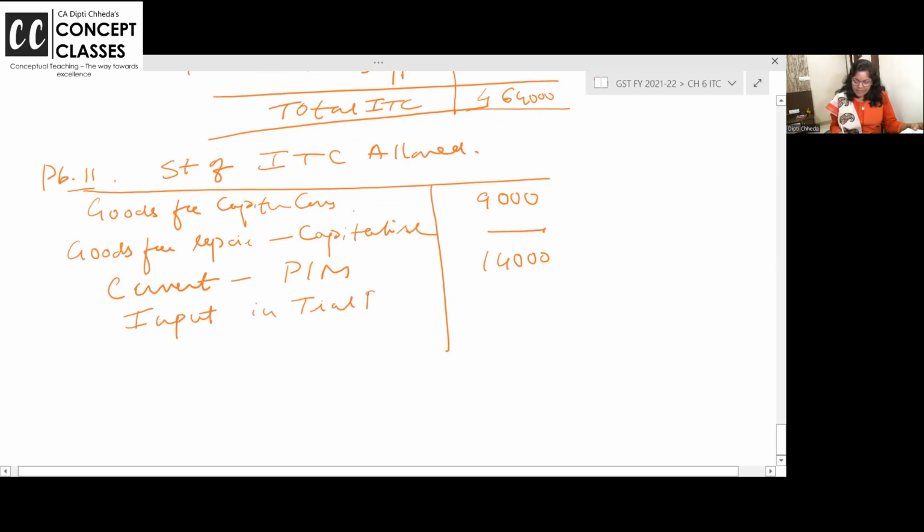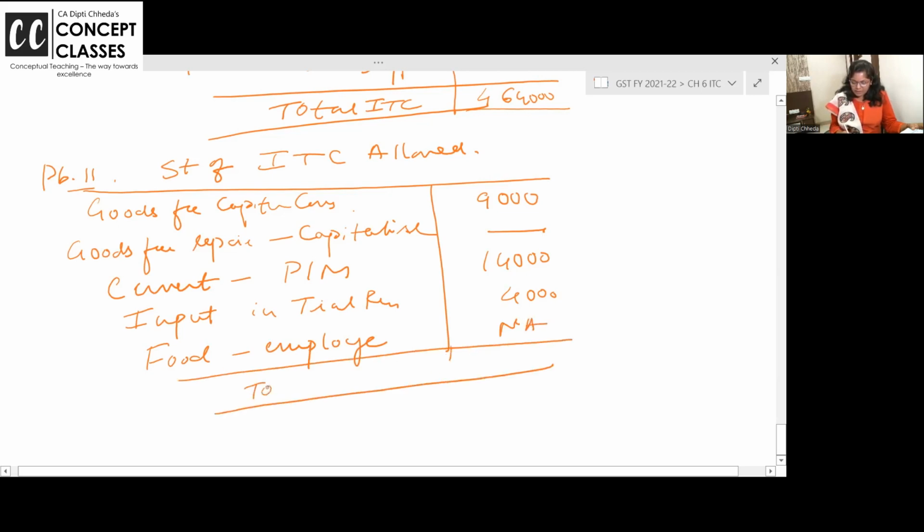Trial run, I gave you the example of potato. It's allowed. Food and beverages for employees, food and all, you can write in brief in the exam also: not allowed. Or you can write total ITC, $27,000.